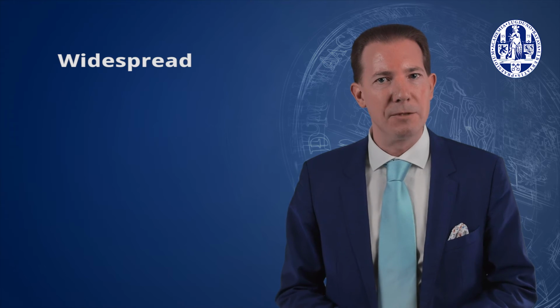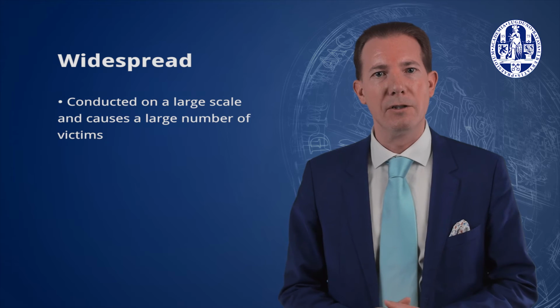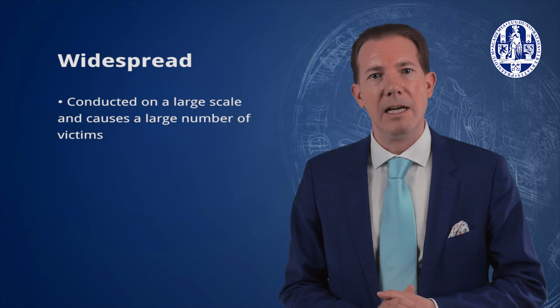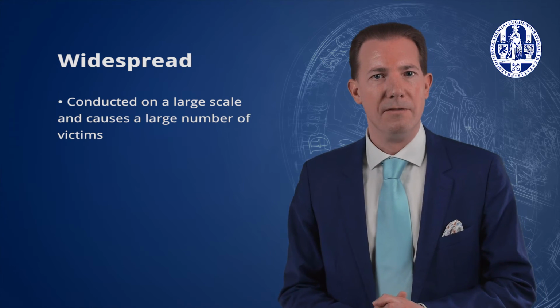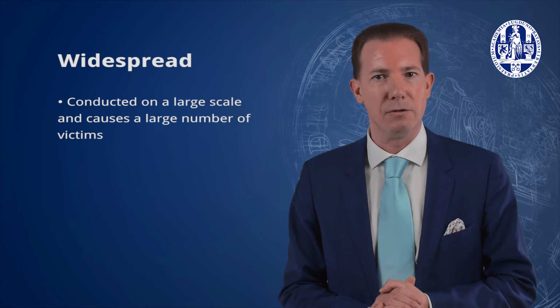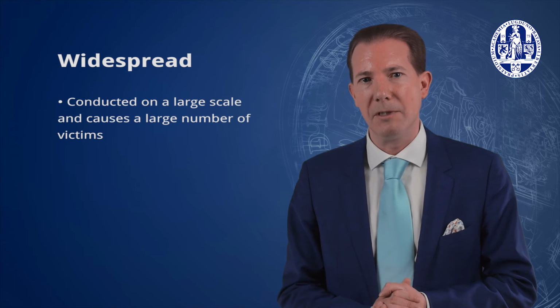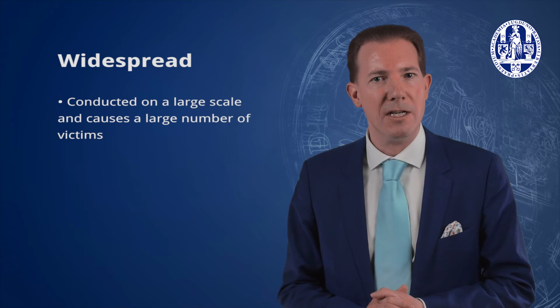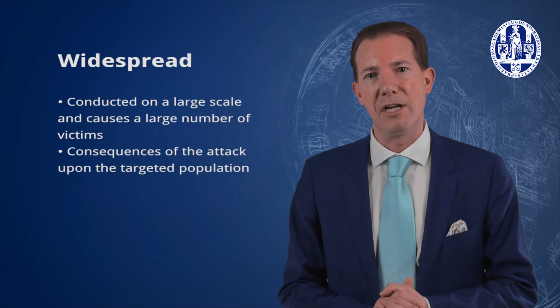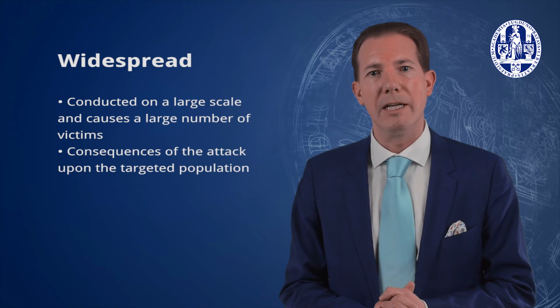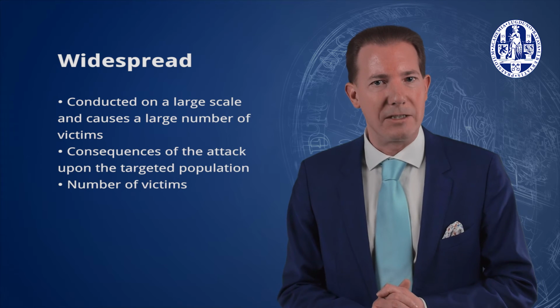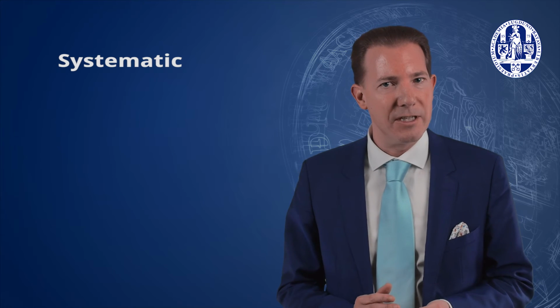An attack is widespread if it is conducted on a large scale and causes a large number of victims. There's no specific numerical threshold. International criminal courts and tribunals typically look at factors such as the consequences of the attack upon the targeted population and the number of victims. Systematic refers to the organized nature of the acts of violence, such as the repetition of similar criminal conduct on a regular basis.